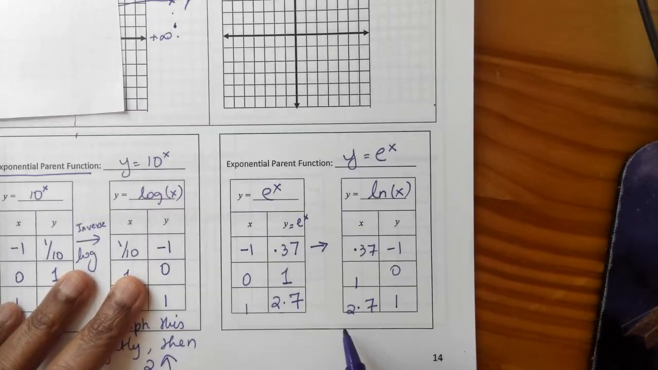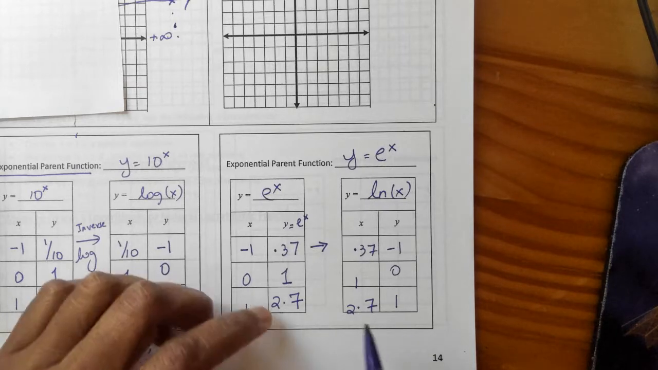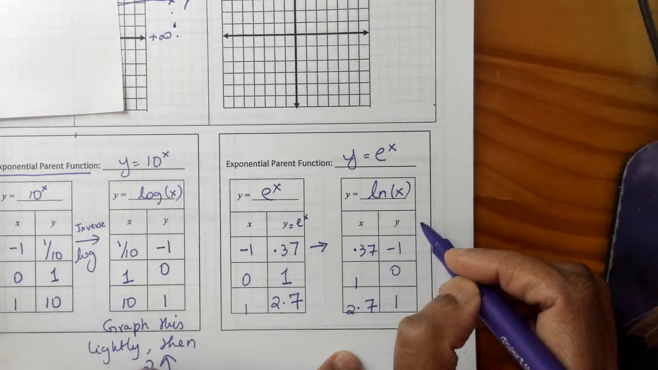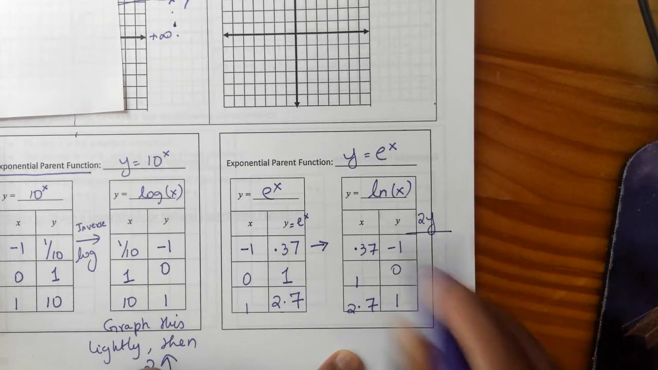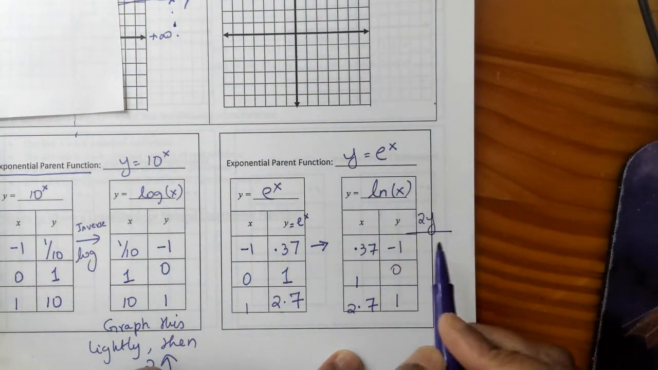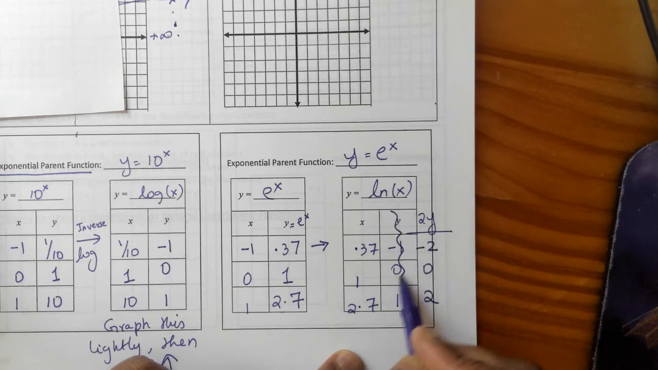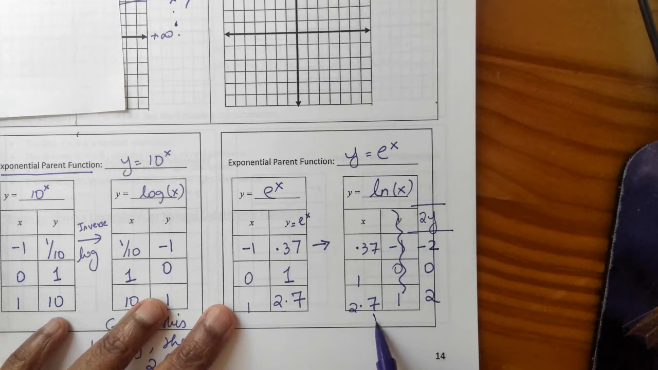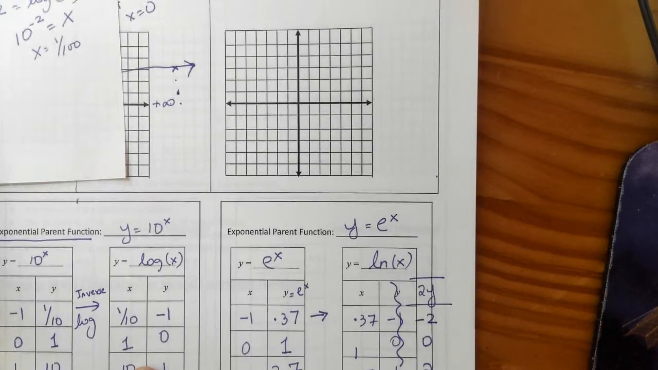Okay, so what do we do here? Before I go on, I don't want to lightly graph this yet. Because there's a stretch of 2, I'm going to straight away do 2y. I can move horizontally and vertically, but multiplying by 2, I need to do it on my table. So this becomes negative 2, this is still 0, this becomes 2. I don't take this value, I take this value, and this is what I want to lightly graph. And then it says plus 1 on the horizontal, so that will be 1 going back. That's what we'll do.